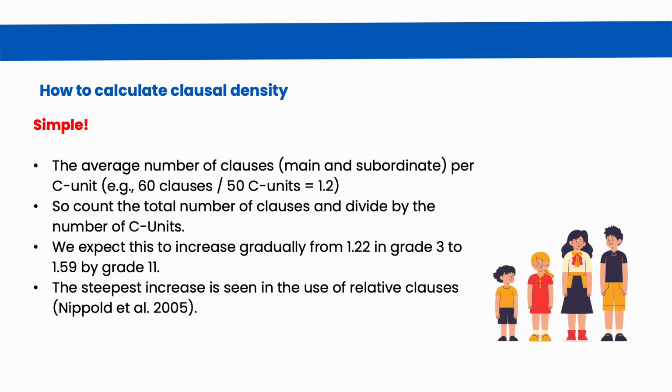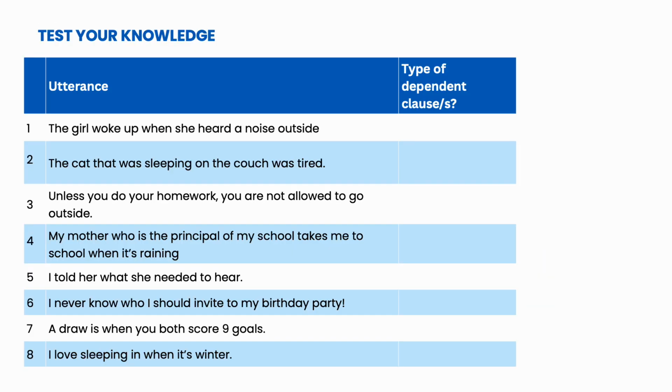So once you've identified all those independent clauses and those dependent clauses, you can calculate clausal density. It's basically the average number of clauses, so main and subordinate, per C unit. You count the total number of clauses and divide them by the number of C units. We expect this to increase very gradually from 1.22 in grade 3 to 1.59 by grade 11. Interestingly, the steepest increase is seen in the use of relative clauses, and that's from a study by Nippold and colleagues. So now you've got a chance to test your knowledge.